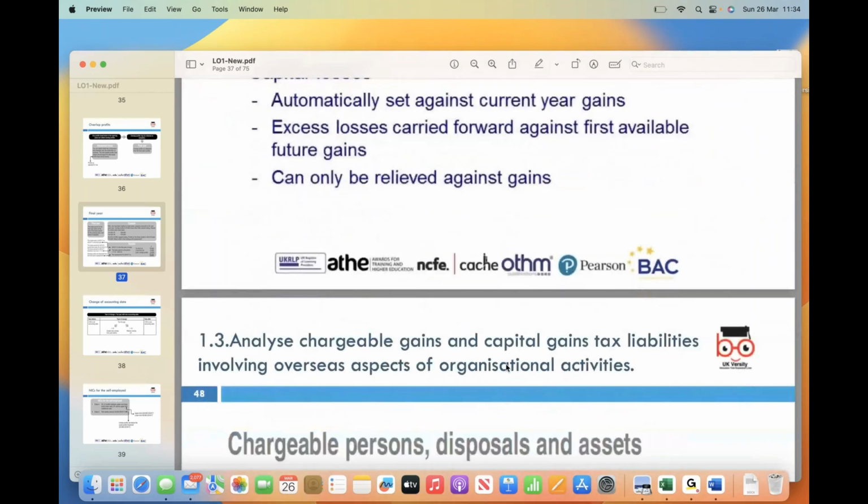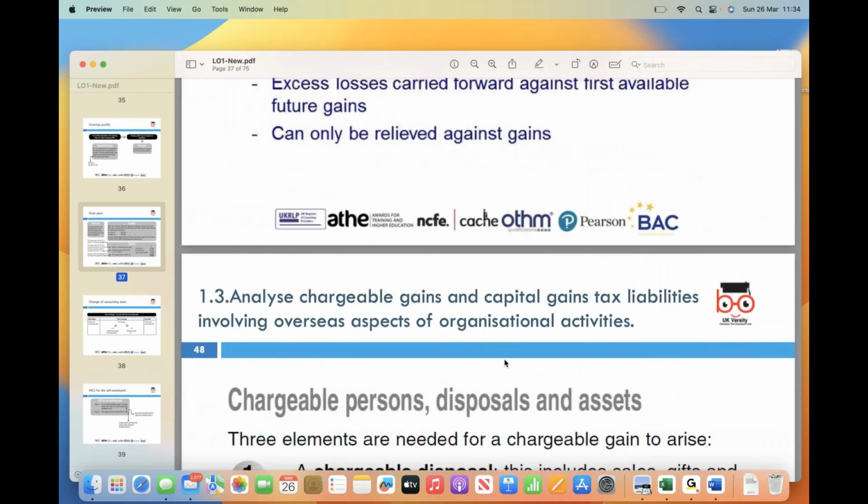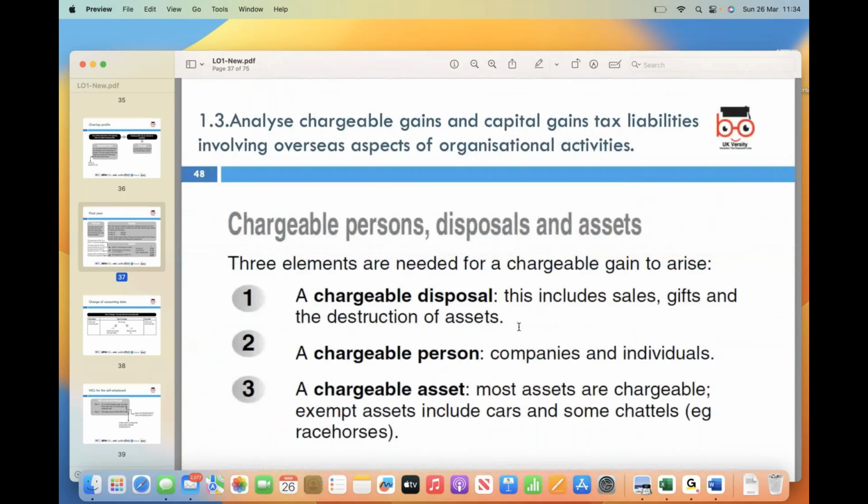So here we analyze chargeable gains and capital gains tax liabilities involving overseas aspects of organizational activities. You said you never worked on capital gains tax, but I think when you work in large practices like chartered accountants, they do. But obviously you studied ACCA. Have you studied tax papers or tax exams, or have you qualified tax exams? Not the advanced one, no.